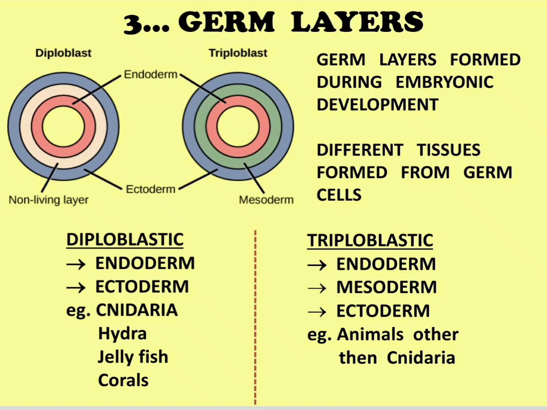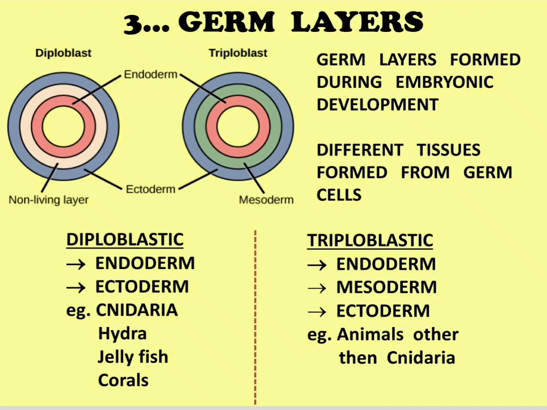In those animals, I am repeating myself, only two types of germ layers are formed, which is endoderm and ectoderm, and those animals are called diploblastic animals. Examples are Cnidaria, Hydra, jellyfish, corals. So all these animals have only two types of germ layers.